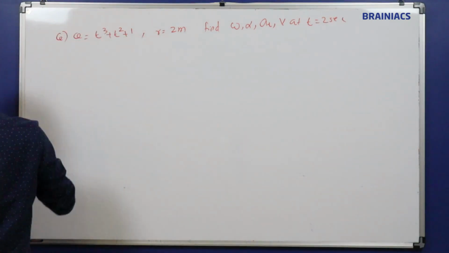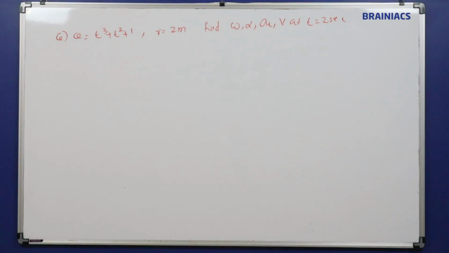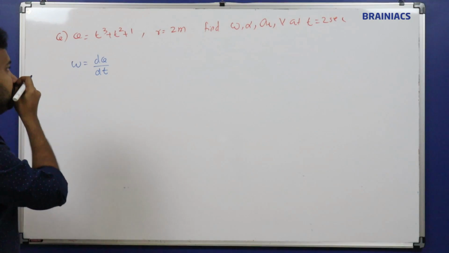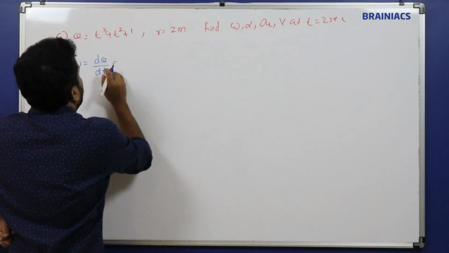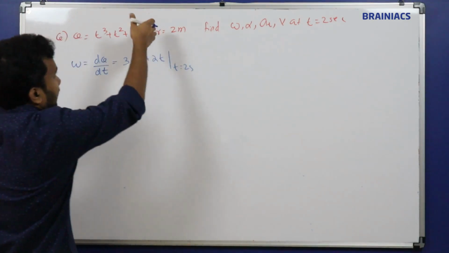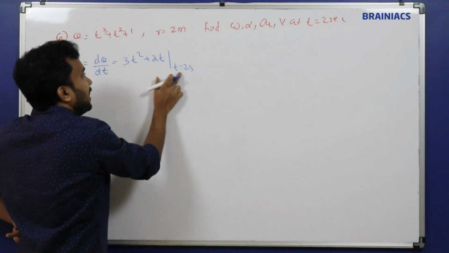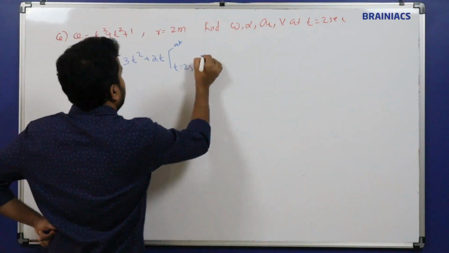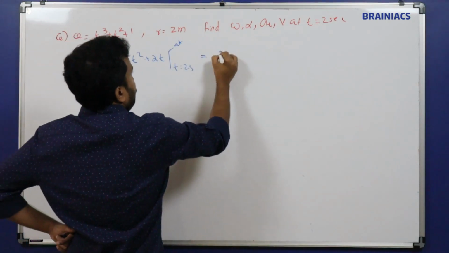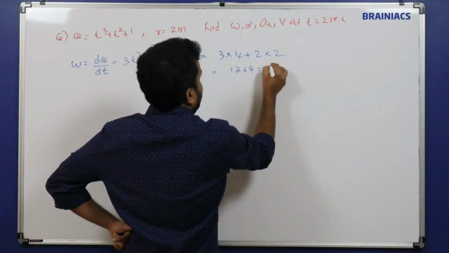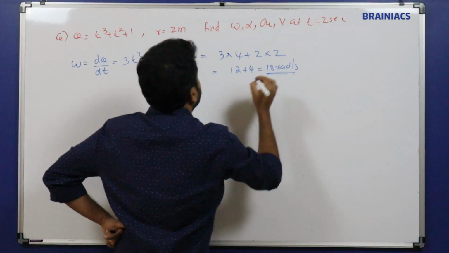We want to find out omega. This is a very simple question. So omega is equal to d theta by dt at t equal to 2 seconds. Differentiating, it is 3t square plus 2t at t equal to 2 seconds. So 3 into 2 square, which is 4, plus 2 into 2. So 12 plus 4, it is 16 radians per second.